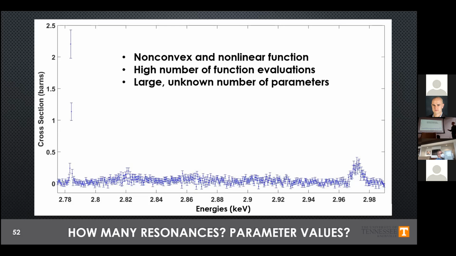And the key things in this problem is that there are a high number of function evaluations, because that function has to be evaluated at every single energy point across that window. We also have this large unknown number of parameters, where not only are we trying to get a global solution to a non-convex problem, but also let our model decide how many parameters it wants to fit with. So again, that method is not just a nuclear data problem, but any class of these problems as a whole.